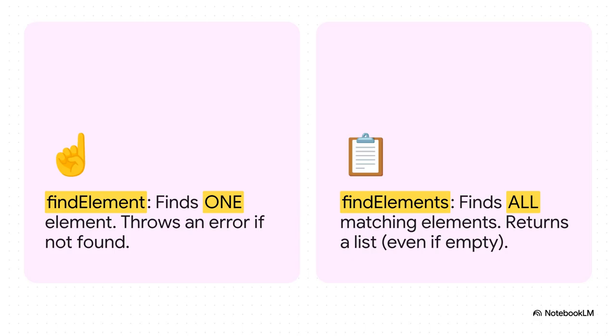Here's the deal. Find element, no S, looks for one thing. If it can't find it, it'll just blow up your script with an error. But find elements with the S is way more chill. It's designed to find groups. It gives you back a list. And if it finds nothing, it just gives you back an empty list. No drama, no crash. That's exactly what we want.